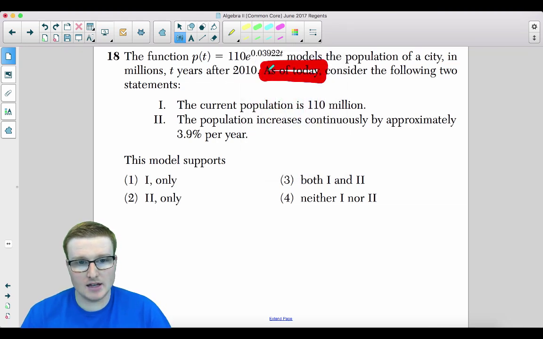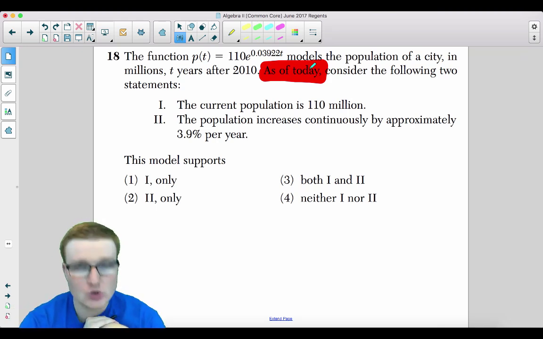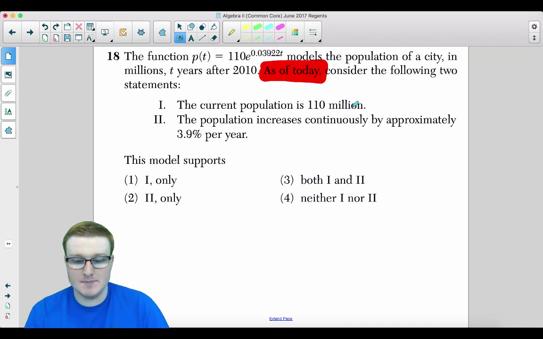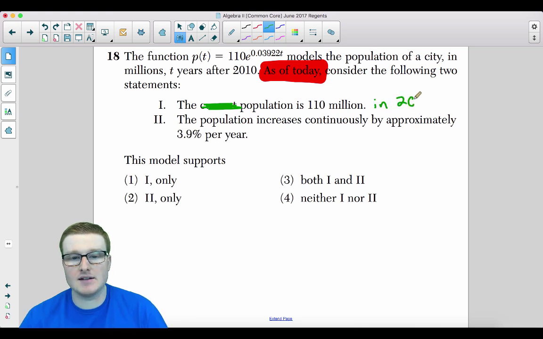As of today. So as of today, when you're taking this exam, it doesn't mean June 2017. It means as of today. You could be watching this in June of 2018, August of 2019. I don't care when you're watching this, but as of today, consider the following statements. The current population is 110 million. Absolutely not. That is not true. What it should say is that the population is 110 million in 2010, because, ladies and gentlemen, that is the initial population.